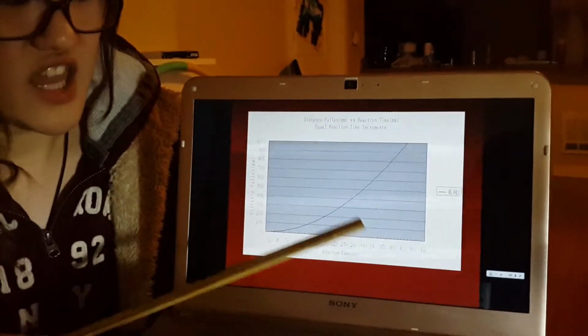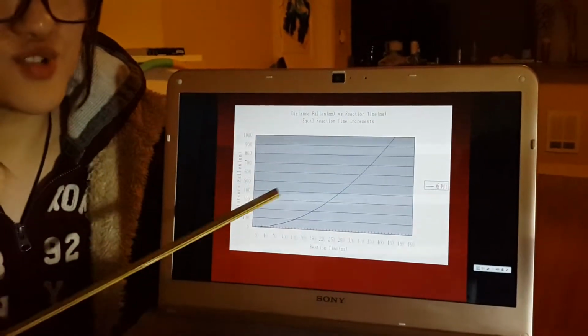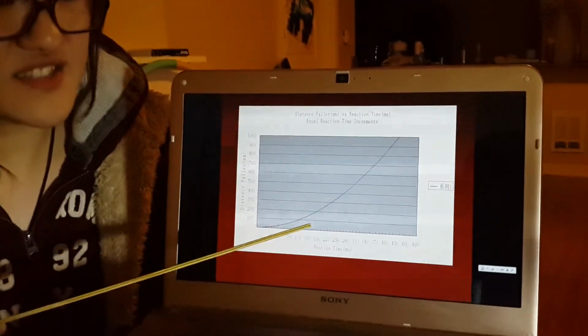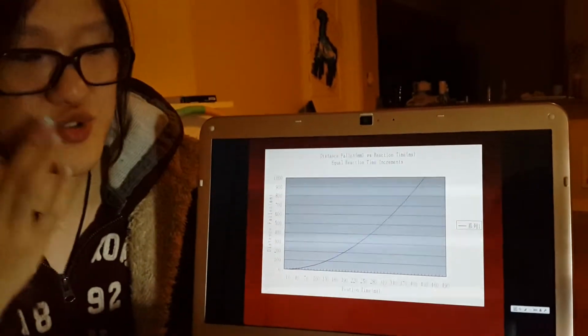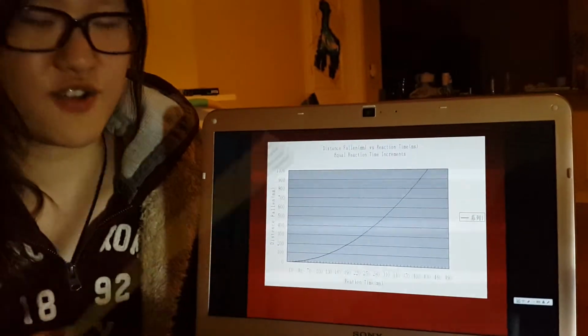After I finish the data, I make a chart which looks like this. As time goes on, the increase of the distance becomes bigger and bigger. So it's not a straight line, it's a curve, which shows that the increase of the distance gets bigger and bigger.